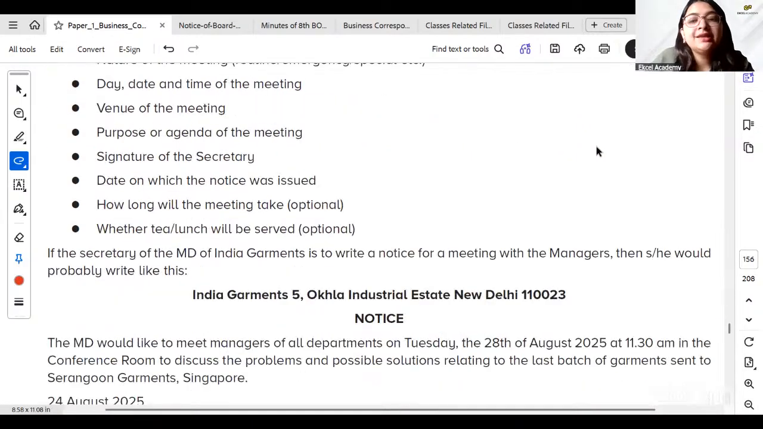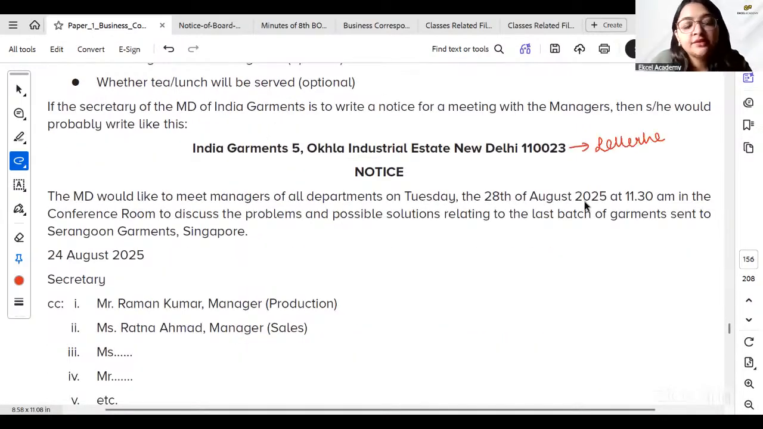Okay, companies can have different types of letterhead. Some can have it visual, some can have logos, some can just have the name of the company as well. Right, now here you have your day, the date 28th of August, and then you have your timing as well, saying 11:30, right? Where, in the conference room. So this is the venue of the meeting, right? This is the venue of the meeting, all right, to discuss the problems and possible solutions relating to the last batch of garments sent to Serangoon Garments, Singapore, all right.